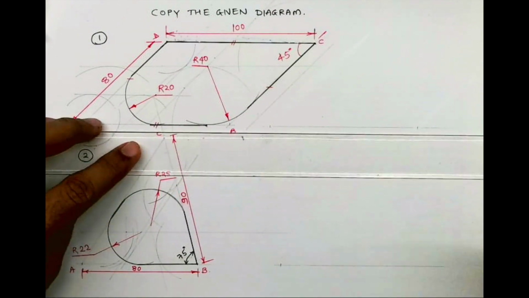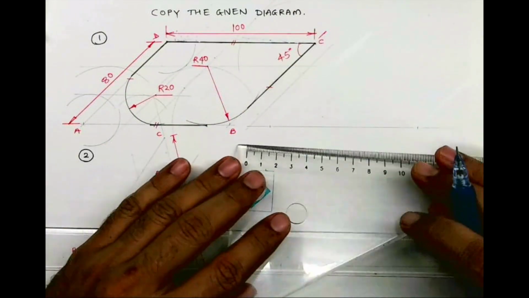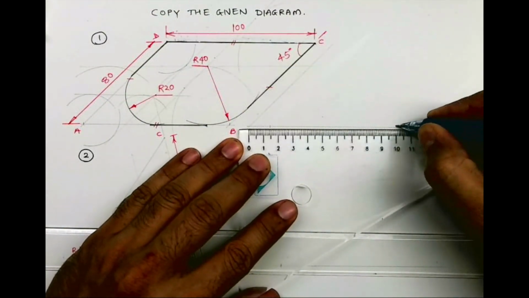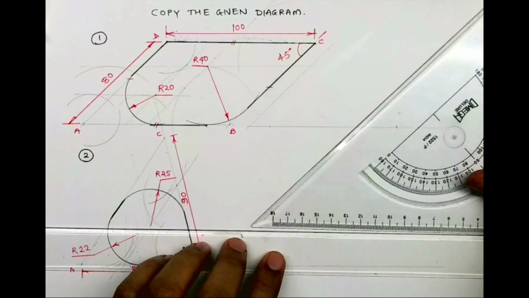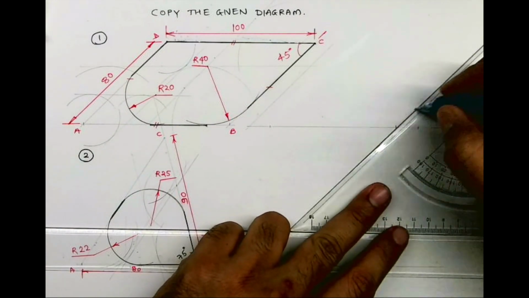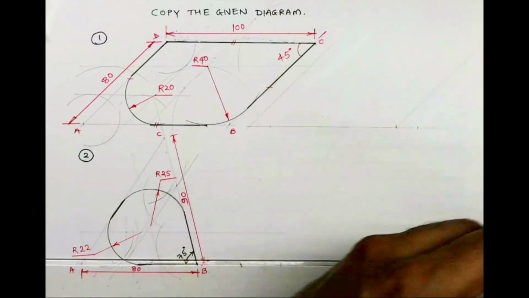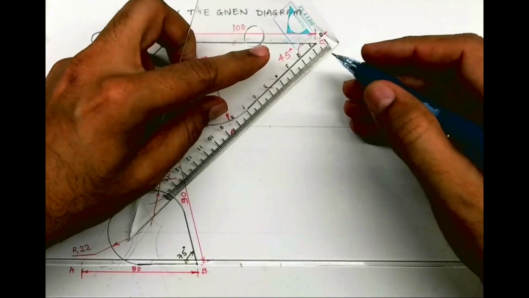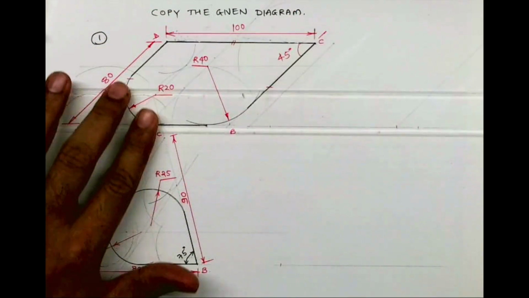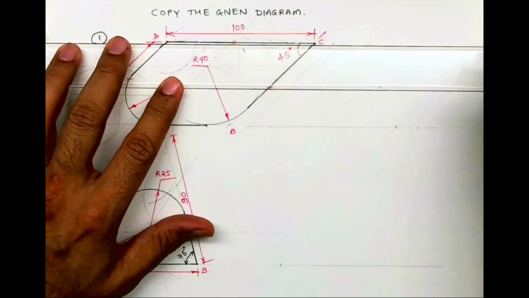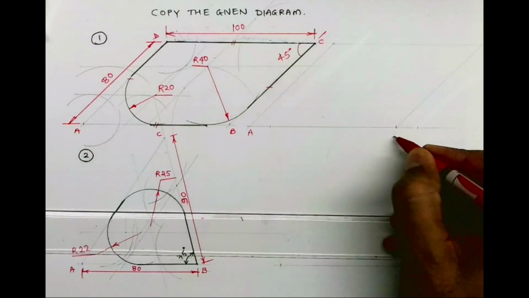I will draw an inclined line at 45 degrees, and I'll draw a horizontal line. How much is this? 100. So we'll take 100, and the angle is 45. Now this is 80, so I will take 80 and I will cut. Now we need to see, this is ABCD, right?